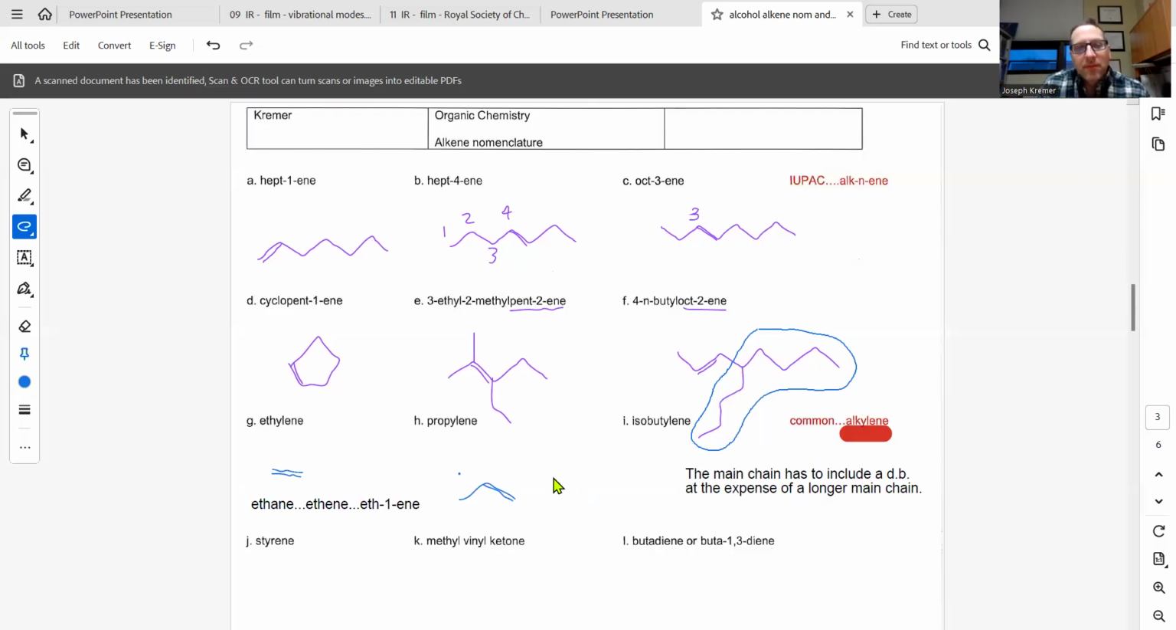Propylene, propane, right? Propane, 3 carbons, and have one of them be a double bond. So there's two ways to draw propylene.